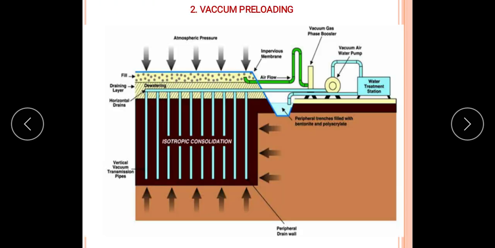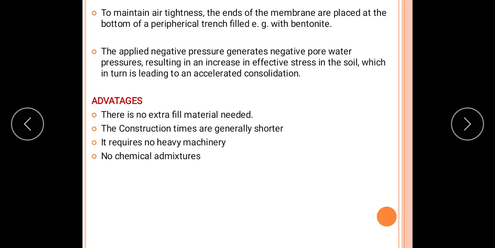As I said, we are applying the impervious layer, which may be bentonite. By using bentonite, we are making it airtight. The applied negative pressure generates negative pore water pressure, resulting in an increase in effective stress in the soil. So we are applying pressure by using the vacuum pump, which creates the negative pressure, which generates negative pore water pressure. As the negative pore water pressure increases, the effective stress will increase, which in turn leads to the acceleration of consolidation. As the pore water dissipates, consolidation takes place.